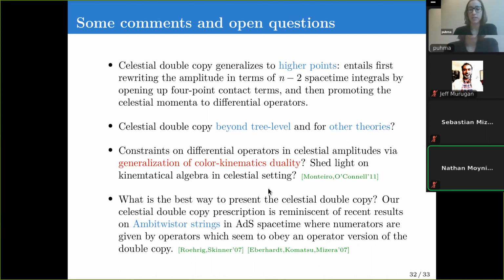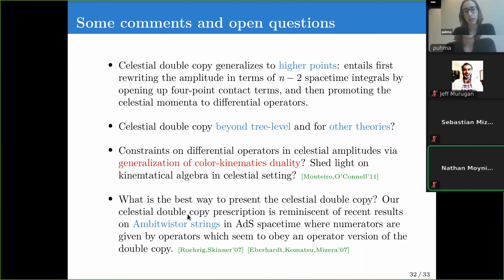Then there's a question of what's the best way to actually represent the celestial double copy. And a comment relating to that was already made. Here, what we find is very reminiscent of recent results by Sebastian and company, about ambitwistor strings in AdS spacetime, where numerators are given by operators which seem to obey an operator version of the double copy. So this is what we find here, that you promote these numerators to operators acting on wave functions, which is very reminiscent of this recent work. And it would be interesting to study in more detail.